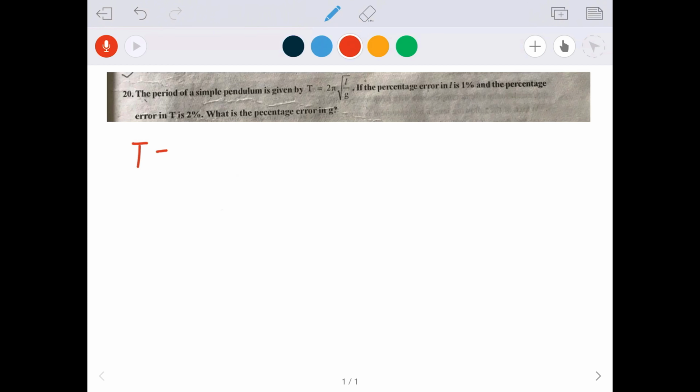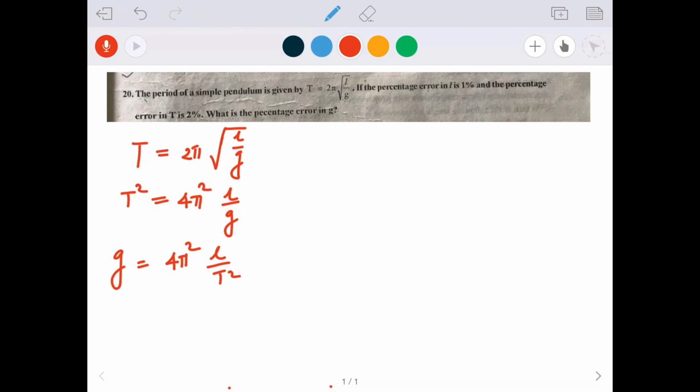So T is equal to 2 pi root of L by g. L is the length of the simple pendulum, g is the acceleration due to gravity. So let me square this equation on both sides. So I will have T square. T square is equal to 4 pi square L by g, because the root has cancelled by squaring the equation. So let me cross multiply this equation. So g equal to 4 pi square into L by T square. We have this equation. Now let me see the percentage error.